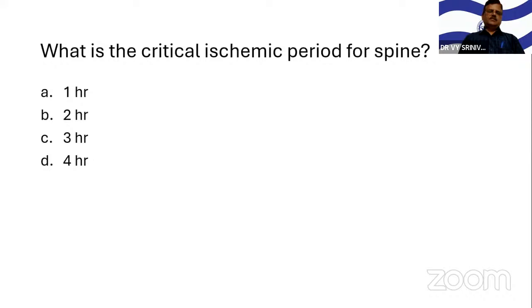What is the critical ischemic period for the spine? 1 hour, 2 hours, 3 hours, 4 hours. The correct answer is 3 hours. Next slide, please.